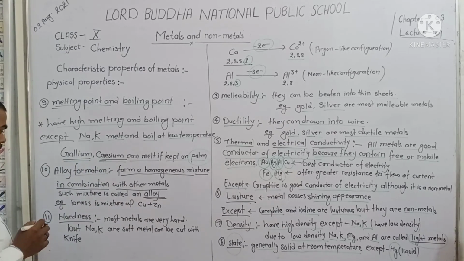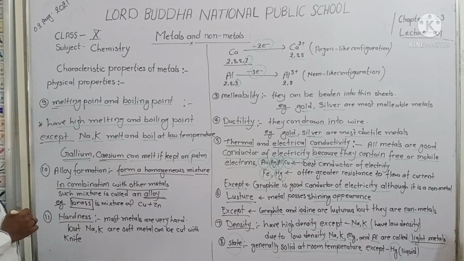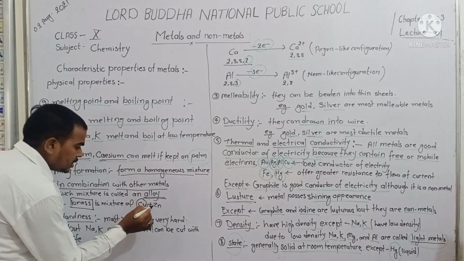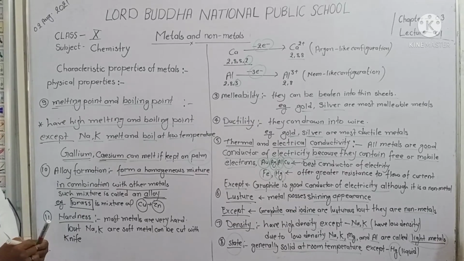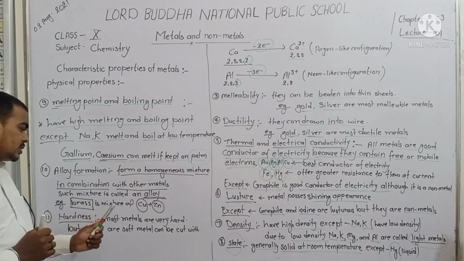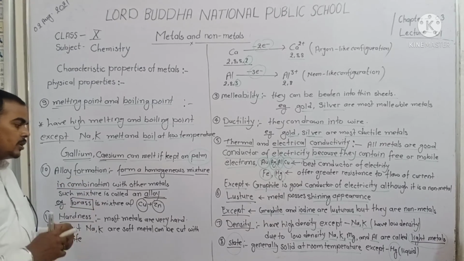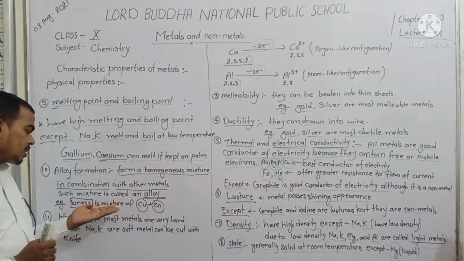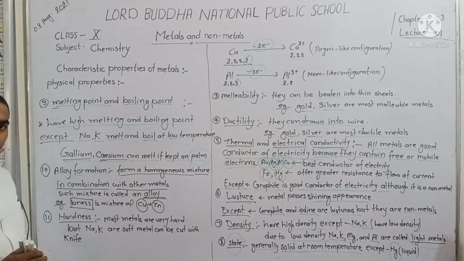Okay. Like here, brass is an alloy of copper and zinc metals. Always remember, brass is the alloy of copper and zinc. It means when copper is mixed with zinc, we obtain a homogeneous mixture that is known as brass. Okay, this is the property of metals.